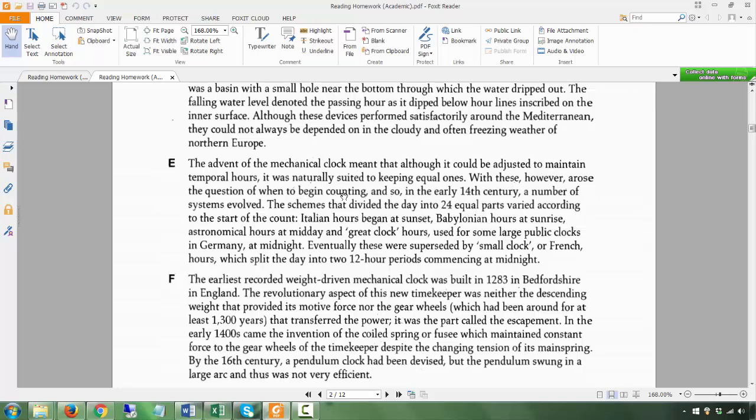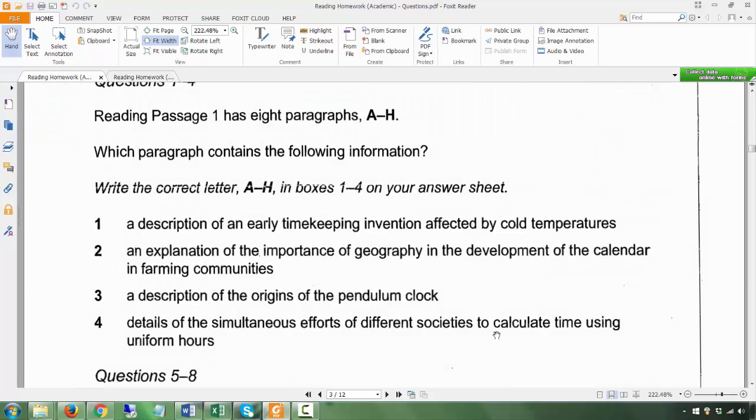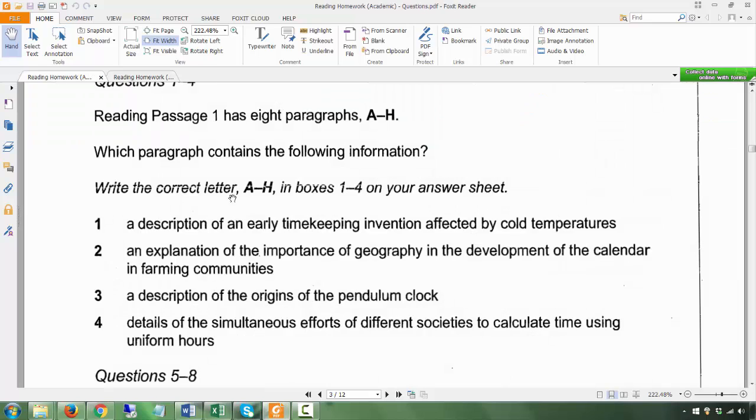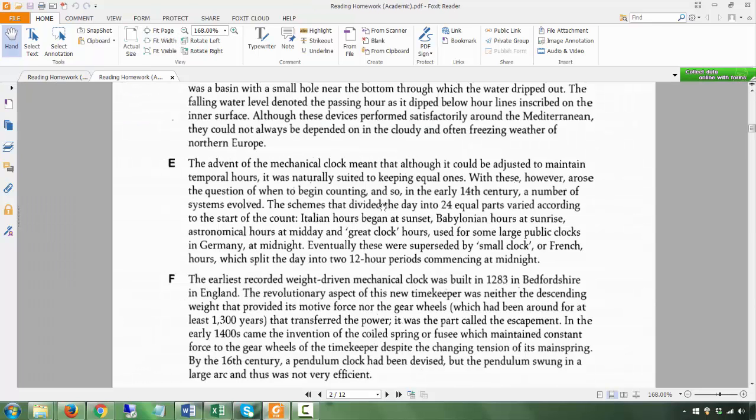So all this began. With these, however, arose the question of when to begin counting. And so in the early 14th century, a number of systems evolved. So this all happened at the same time. In the early 14th century, you had all these different societies calculating time using uniform hours. Uniform means equal. So you have all this information, all the keywords are mentioned here. So this is basically E. Let's go to 5.